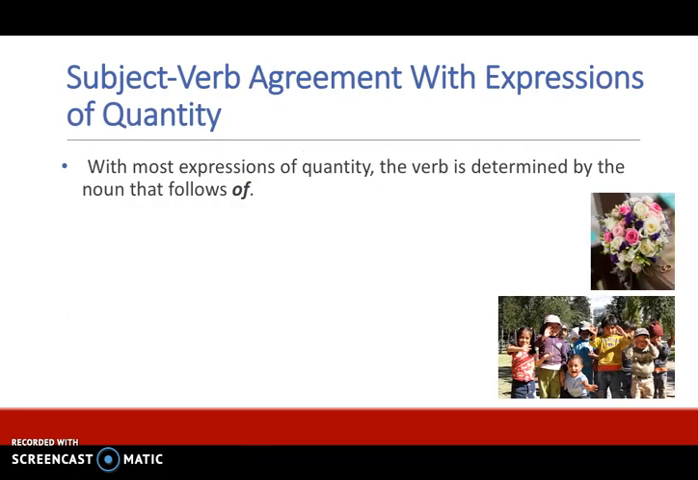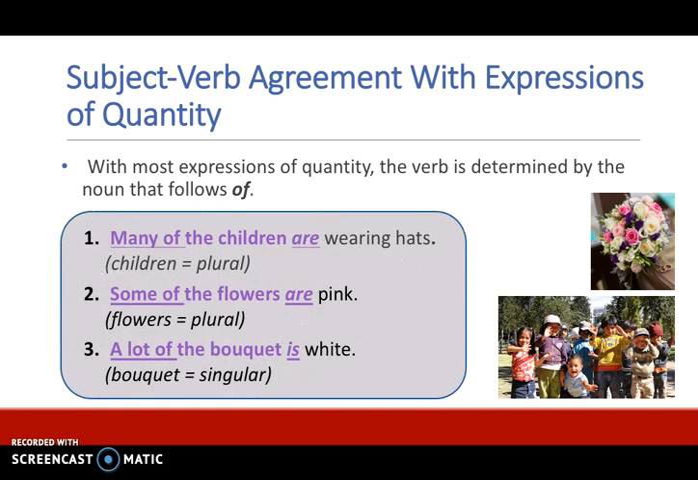With most expressions of quantity, the verb is determined by the noun that follows of. Here are some examples. Many of the children are wearing hats. Children is plural, so we use the plural verb. Some of the flowers are pink. Flowers is plural, so we use the plural verb. A lot of the bouquet is white. Bouquet is singular, so we use a singular verb.